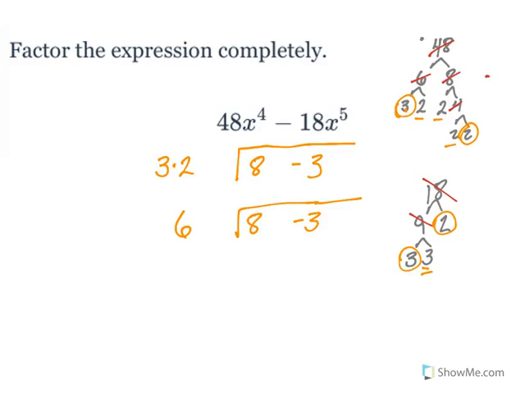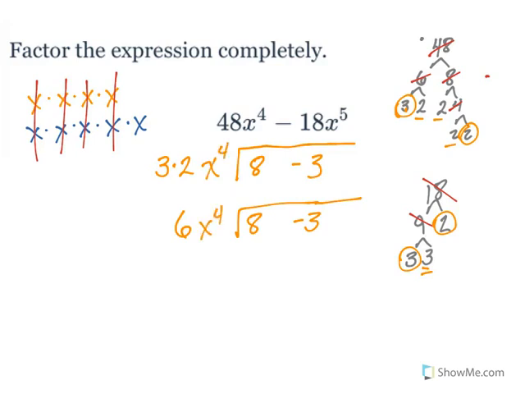And then all we do with the variables is essentially the same thing. We have x to the 4th power. You don't need to do this graphic if you don't want to. So x to the 4th power, x to the 5th power. I can clearly see they share 1, 2, 3, 4 x's. So if they share 4 x's, x to the 4th power can go to the outside.